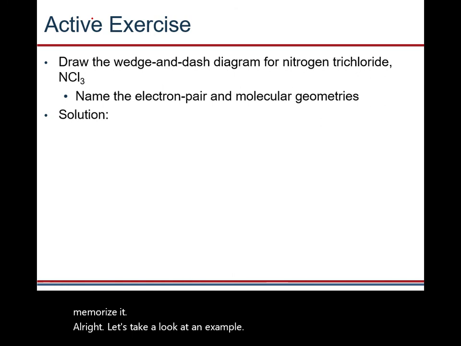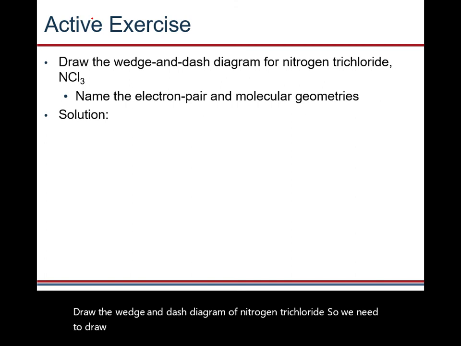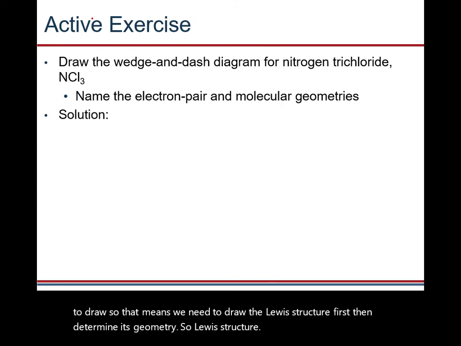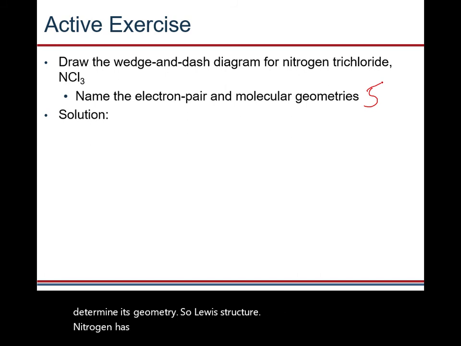Draw the wedge and dash diagram of nitrogen trichloride. Okay, so we need to draw the wedge and dash diagram. That means we need to draw the Lewis structure first, then determine its geometry. So Lewis structure. Nitrogen has 5 electrons. Chlorine has 7. I have 3 of them. That's 21, total of 26.